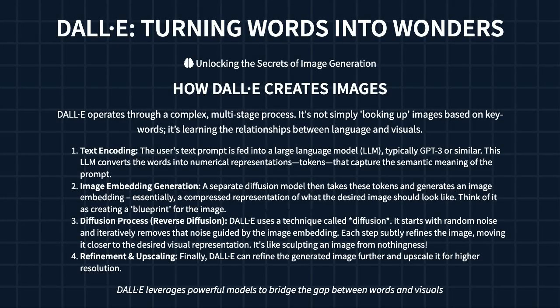Okay, let's dive into how DALL-E actually creates those amazing images. It's a really fascinating process. First, you give it your text prompt like a corgi riding a skateboard in space. The language model then transforms that sentence into a series of numbers, essentially a code representing the meaning behind your words. Next, another part of DALL-E creates an image blueprint based on those numbers. It's like generating a rough sketch.